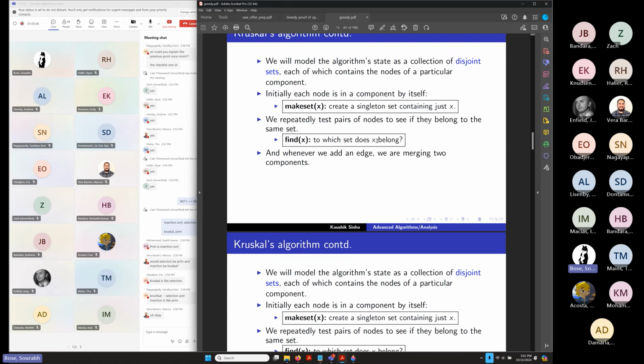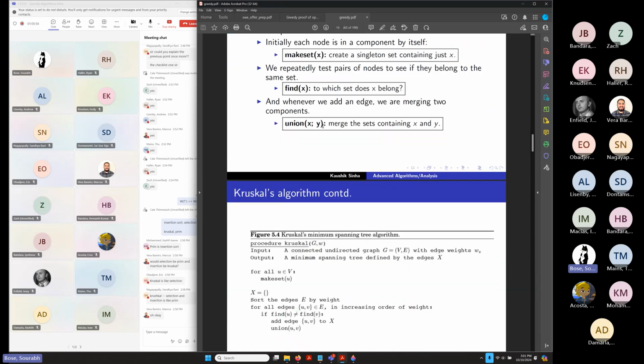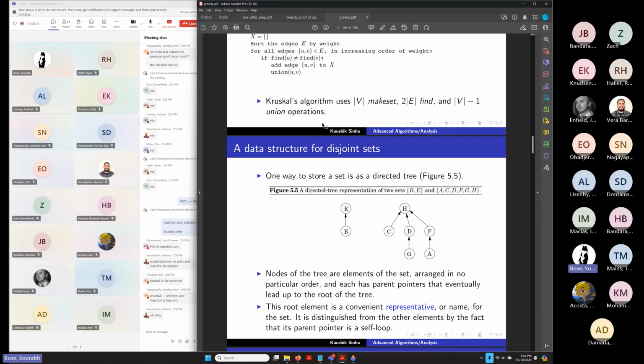X is a vertex where we are asking, hey, who do you belong to? Who's your set? Whenever we are adding an edge, we are merging two components. We are going to union two vertices, x and y, because that is what an edge is. So all we need to check is find x, get the set of x. Find y, get the set of y. If those two sets are the same, ignore. If not, perform a union operation, right?